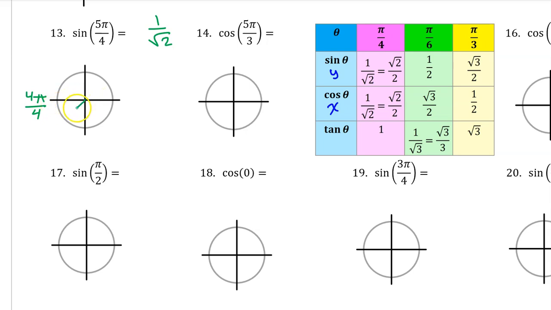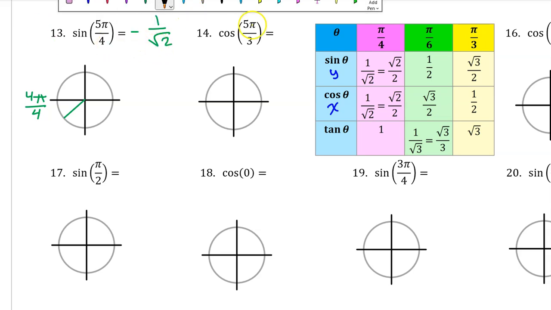So that puts 5 pi over 4 right here in the third quadrant. On the unit circle, sine is the y value, and y values are negative in the third quadrant. So the answer will be negative 1 over radical 2.